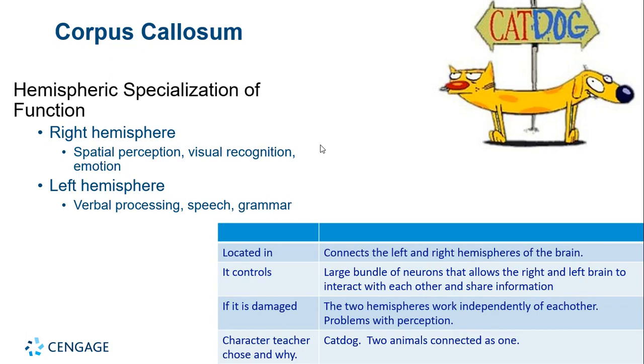Now, if you were to damage your corpus callosum, then your left brain and your right brain wouldn't be able to talk to one another. Now, this is rare. Some people are born without a corpus callosum, but usually what happens is that surgery is done to destroy the corpus callosum. And I'm going to go into that in just a moment, but let me just tell you my character here, which is Cat Dog, because Cat Dog has two sides, a cat and a dog, and they're connected by that little middle portion by their body.